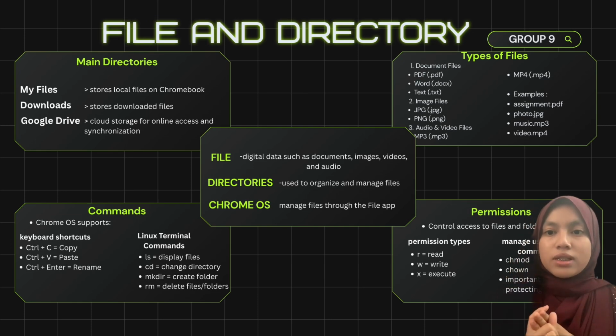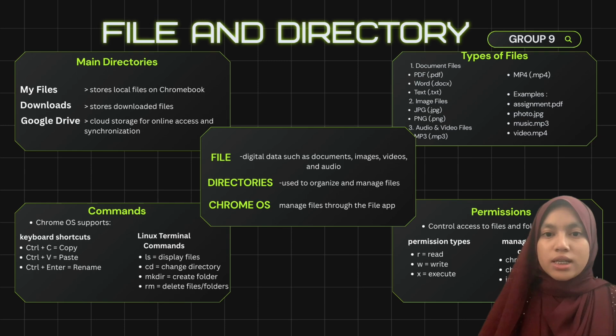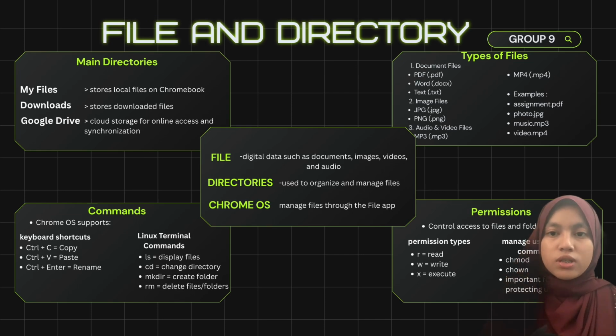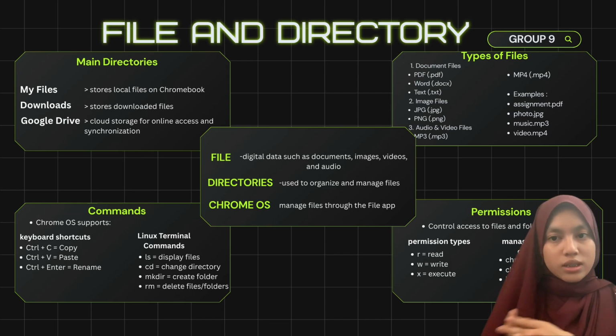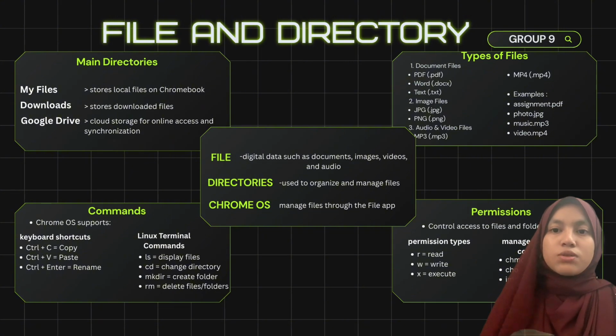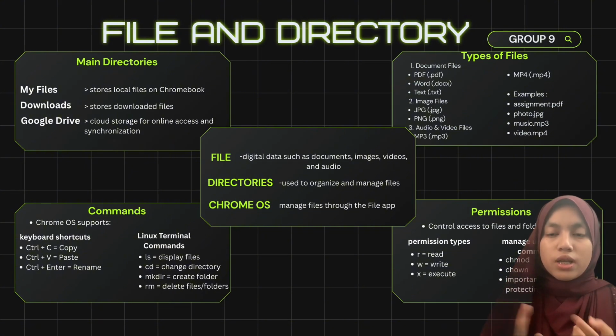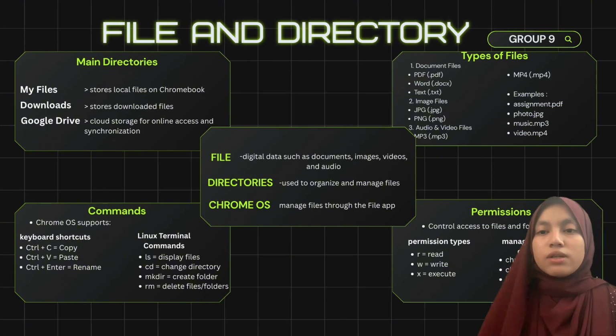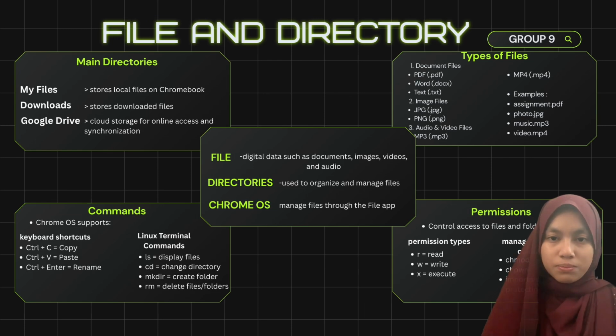There are three main directories in Chrome OS. First is My Files, which stores files locally on the Chromebook. Second is the Downloads folder, which stores files downloaded from the internet. Third is Google Drive, a cloud storage service that allows users to save, access, and synchronize files across different devices.